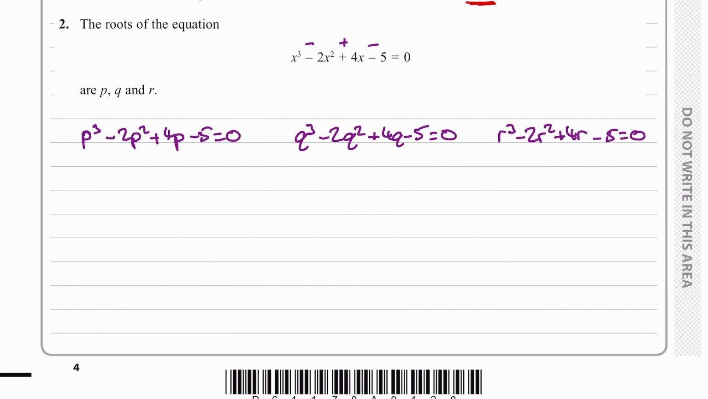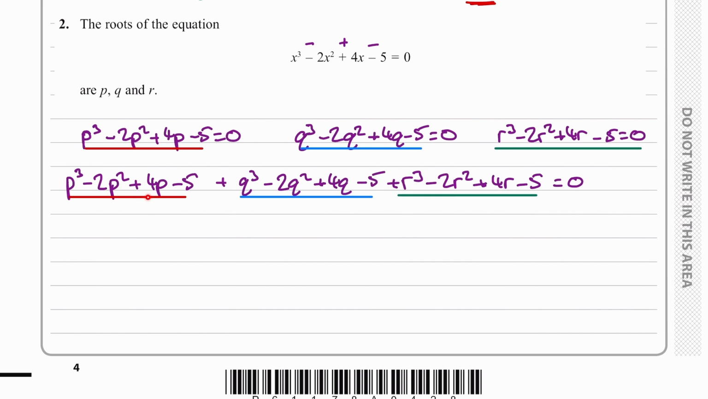Now, because each of these three are equal to 0, we can add up the expressions and their total sum will be 0. So now I'm going to separate this in terms of their powers. We've got the cube terms, the quadratic terms, the linear, and the constants.